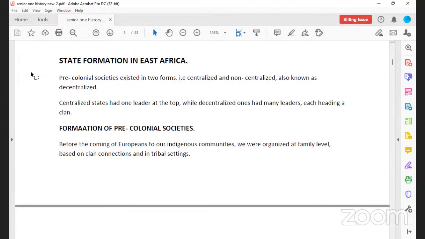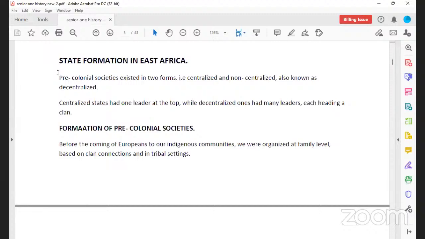State formation is the process of the development of a centralized government structure, in a situation where one did not exist prior to its development. So we are seeing that pre-colonial societies existed.